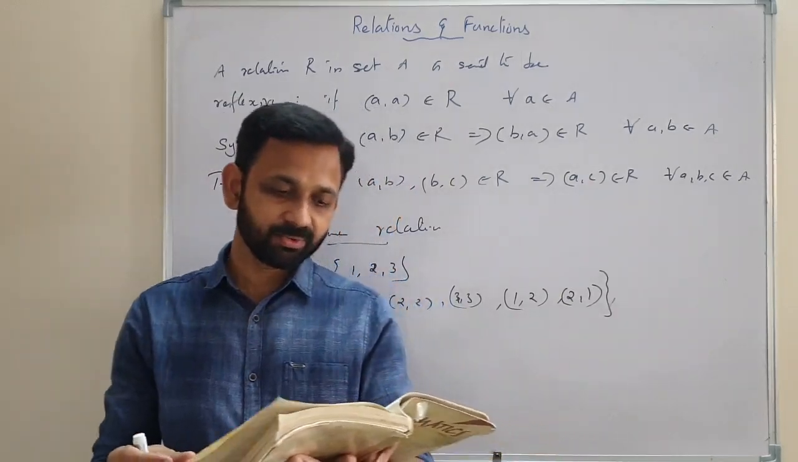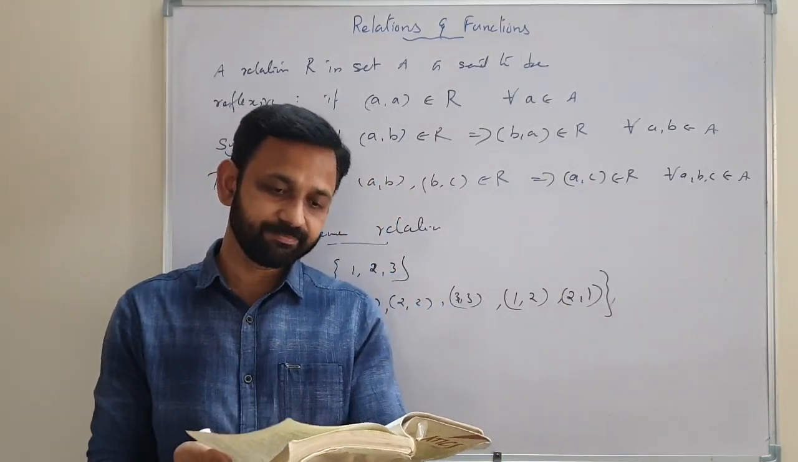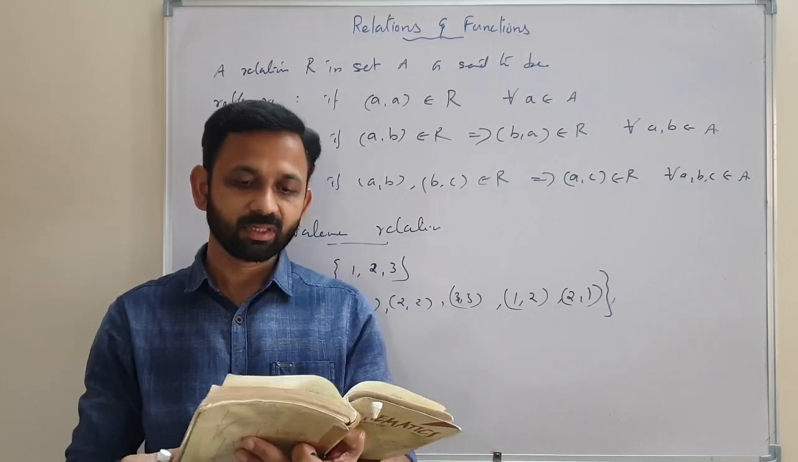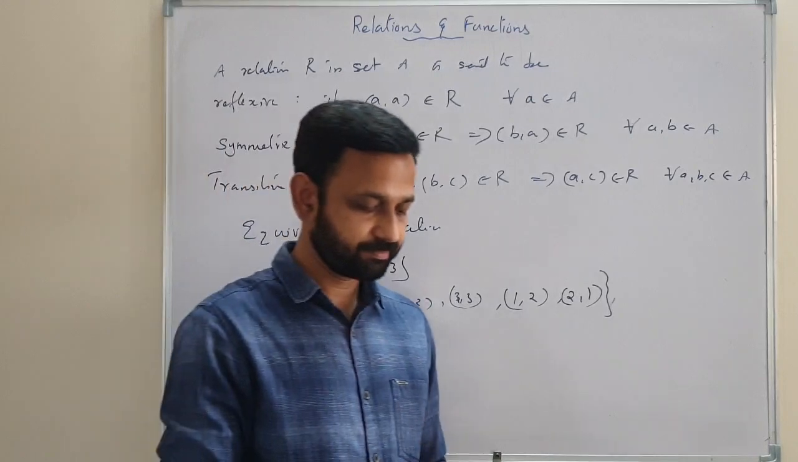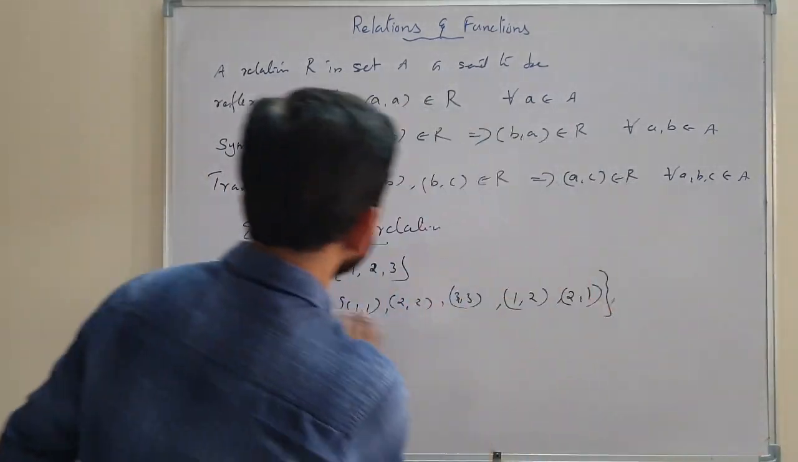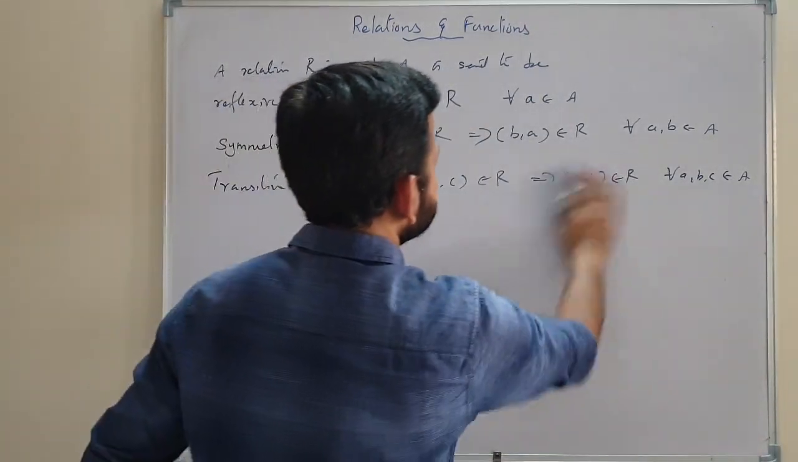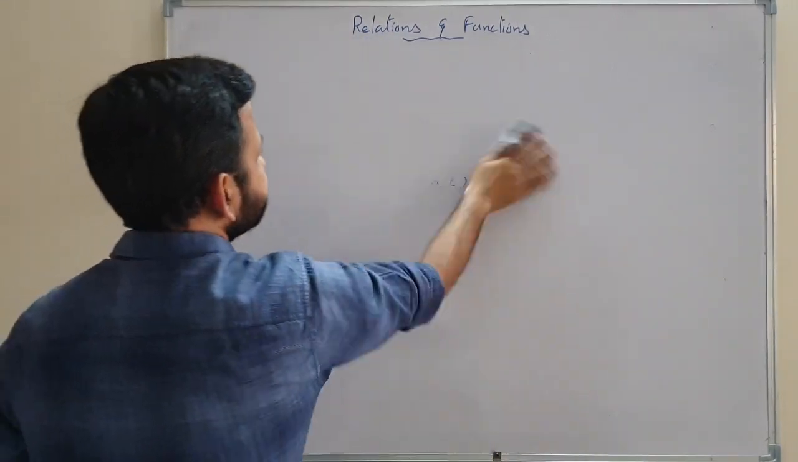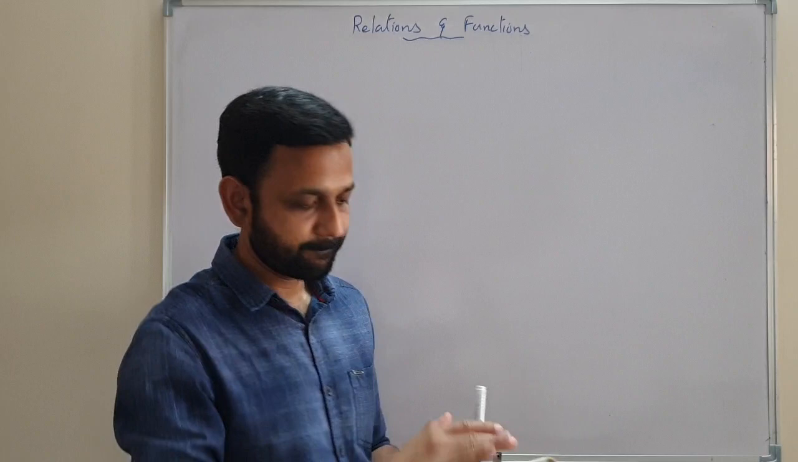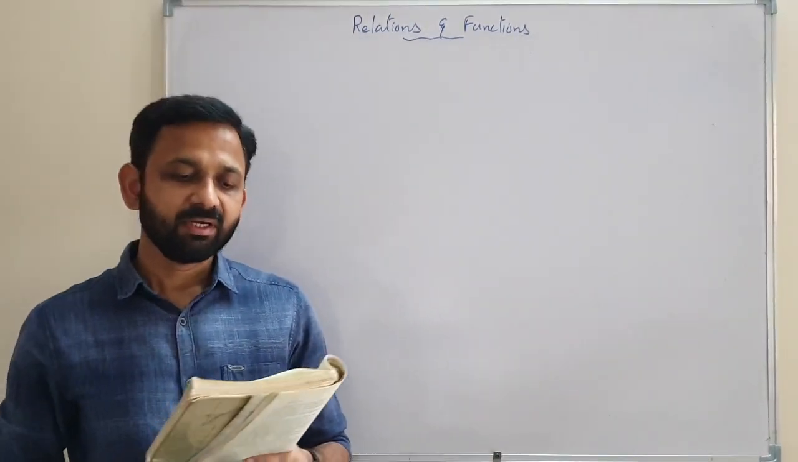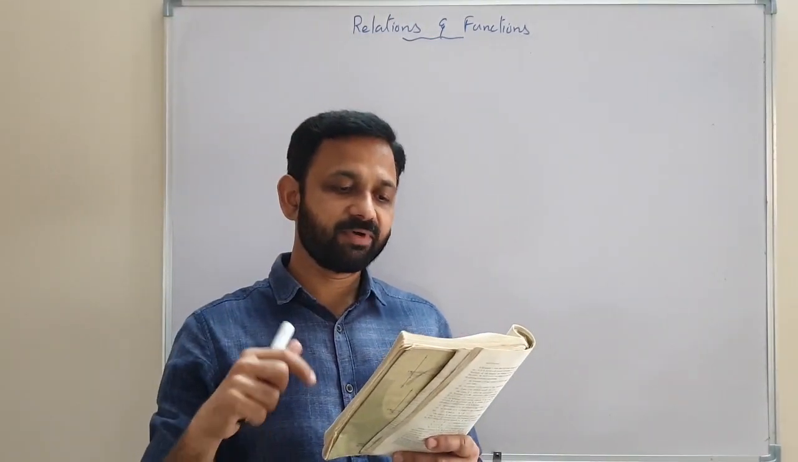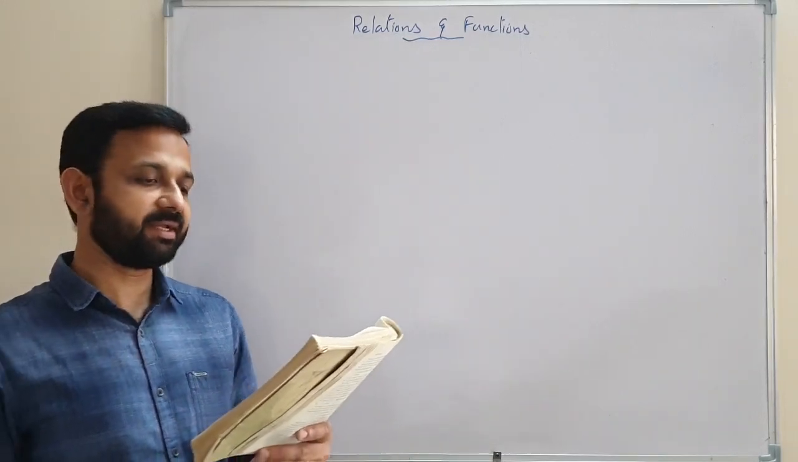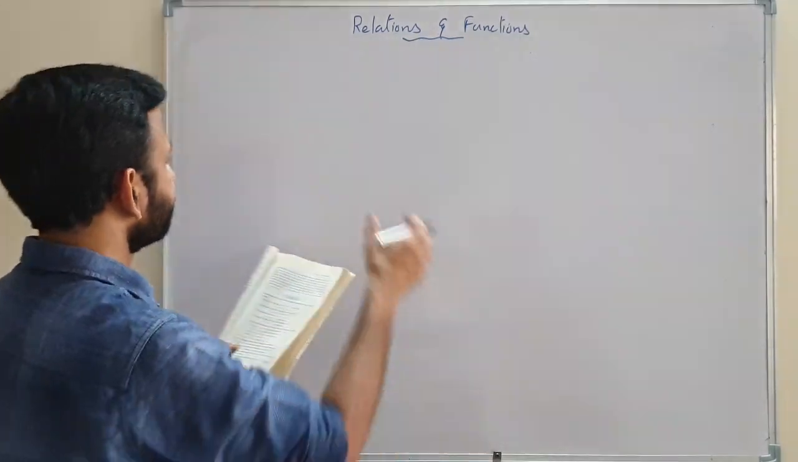So now we are going to do some questions. Exercise 1.1. Question number 1. Determine whether each of the following relations is reflexive, symmetric and transitive.